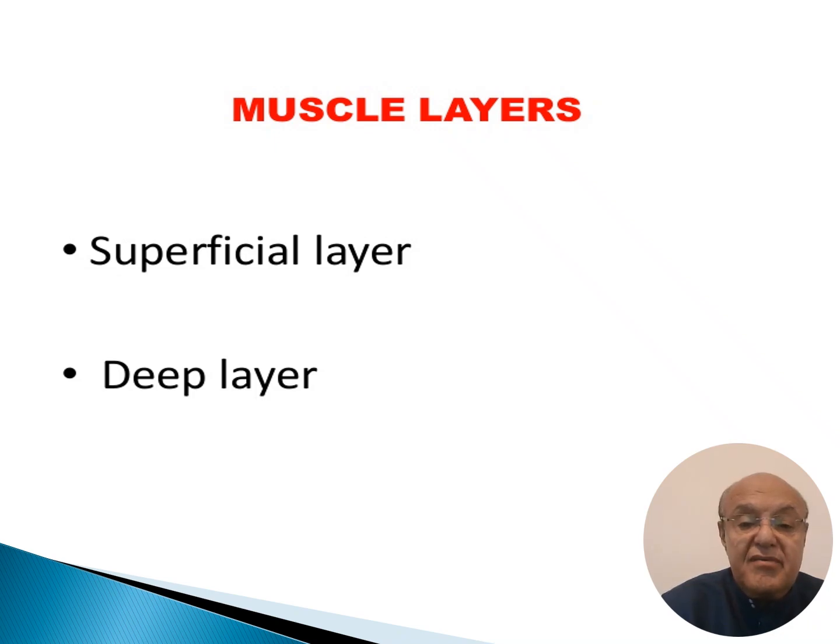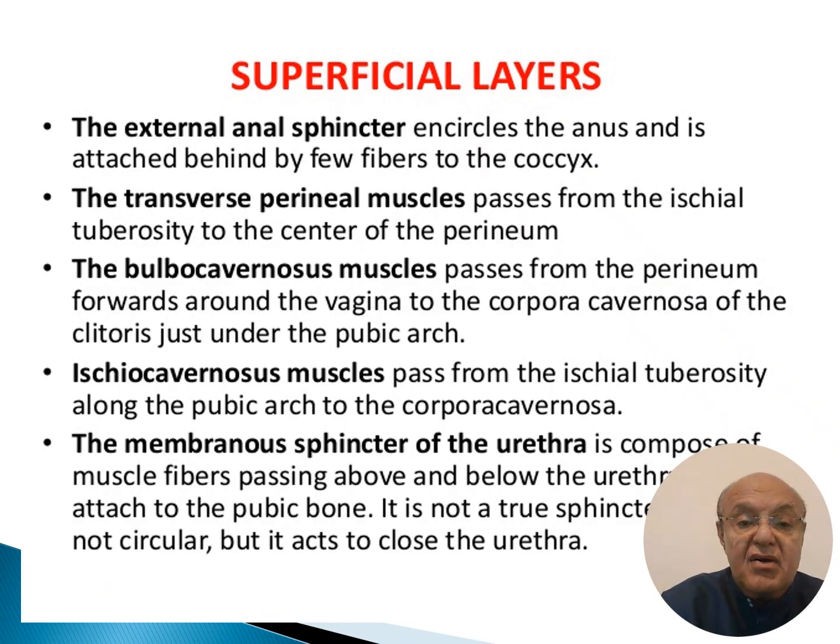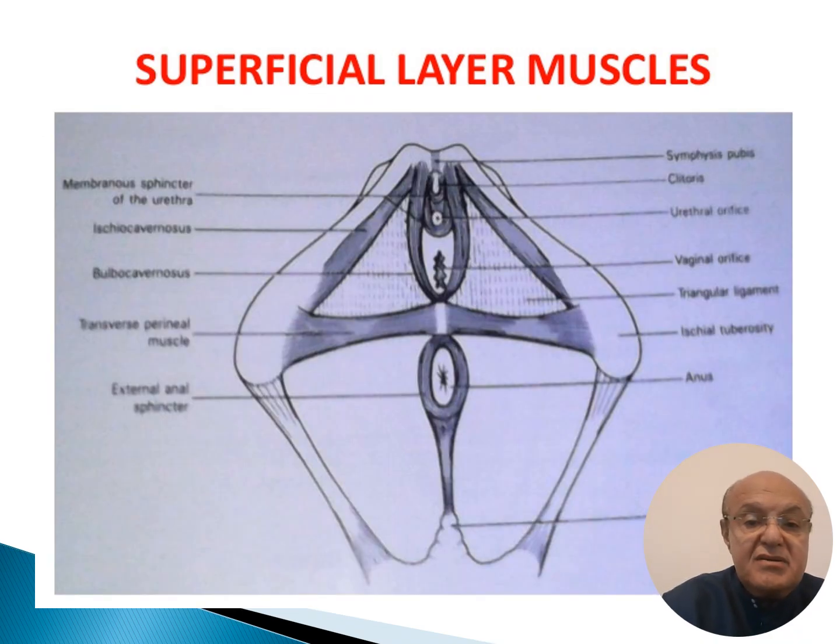So if we are going to deal with female reproductive organs, we need to understand the superficial and deep layers of these muscles. The superficial layers are mainly the superficial transverse perineal muscles and the external sphincter of the anus. They are all the superficial part of the perineal muscles.